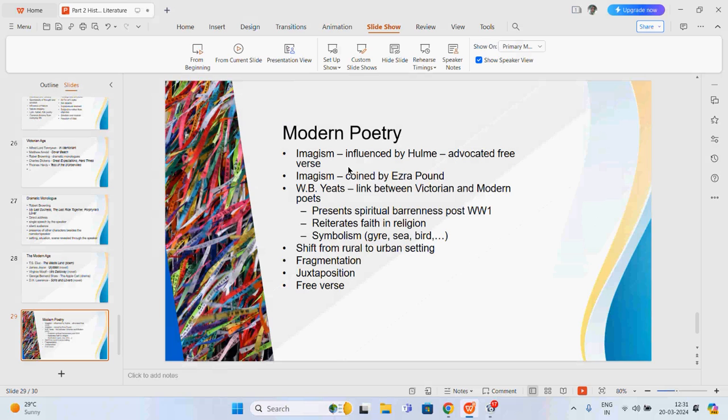This is the age of World War I and World War II. So we find a lot of turmoil going on in society. There is a lot of fragmentation. There is a lot of unrest. There is a lot of loss of hope. All of this gets reflected in the modern age literature.